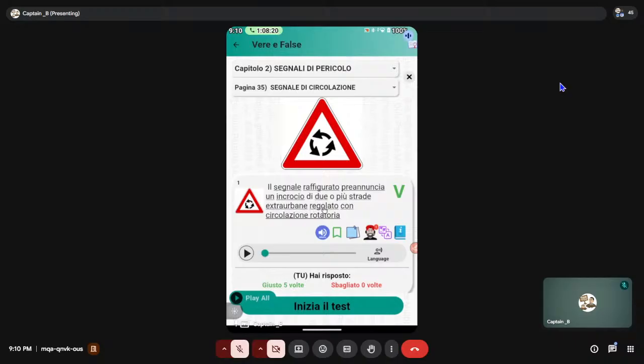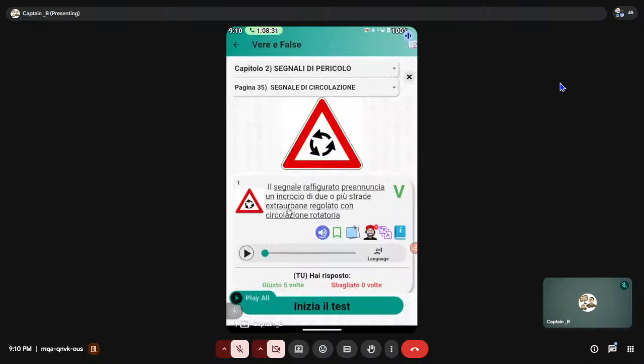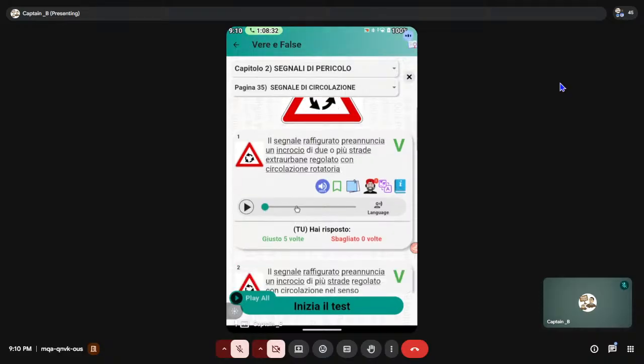Regolato, that is regulated with circolazione di rotatoria. Look at it here. So that was what it's talking about, okay? Either 2 or more roads that are regulated with roundabouts.